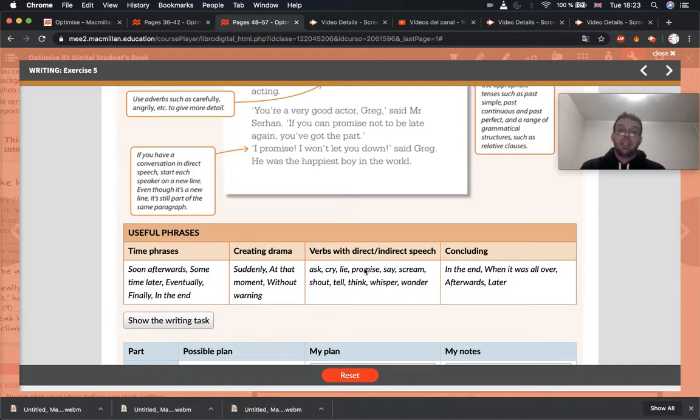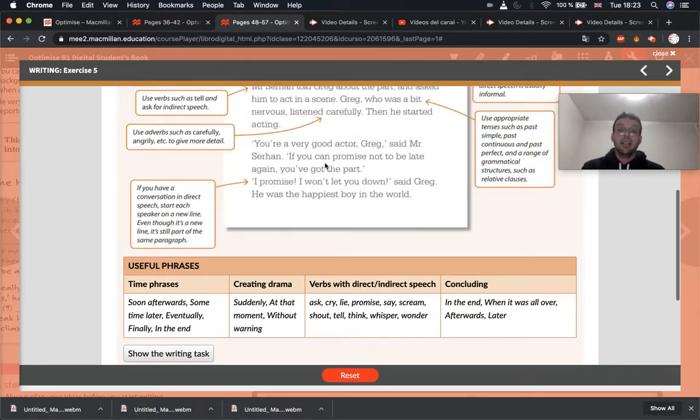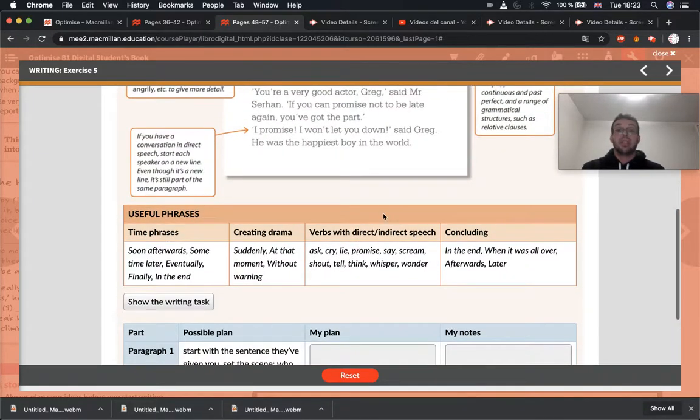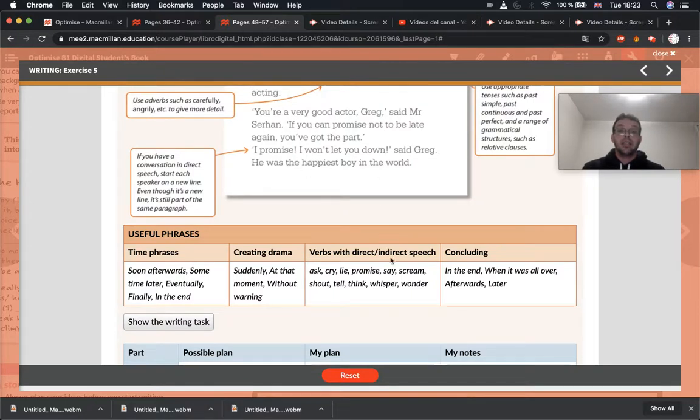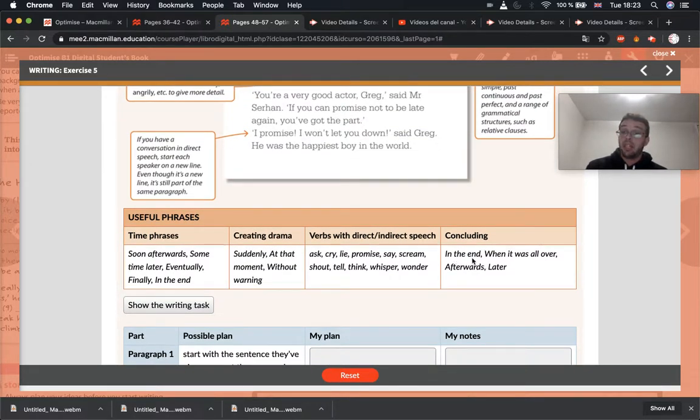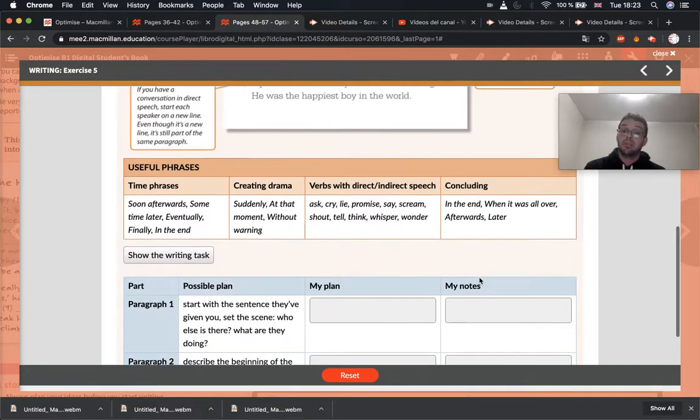If you're using direct speech or even indirect, reported speech, you don't always have to say the same reporting verb. You don't always have to say said. Make it a bit more interesting. You can say asked, cried, lied, promised, screamed, shouted. So if we have a look here, "I promise I won't let you down," said Greg. But instead of saying said Greg, we could say, "I promise I won't let you down," screamed Greg. So you can use different reporting verbs when you're using speech. And then in your conclusion, you can use these phrases: in the end and when it was all over.